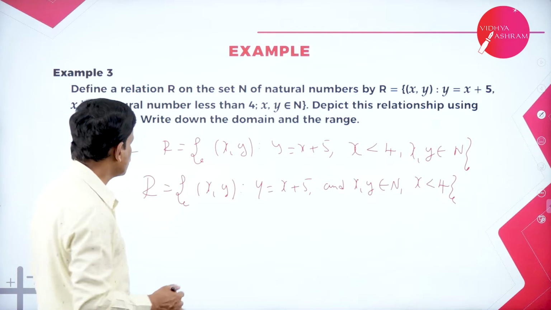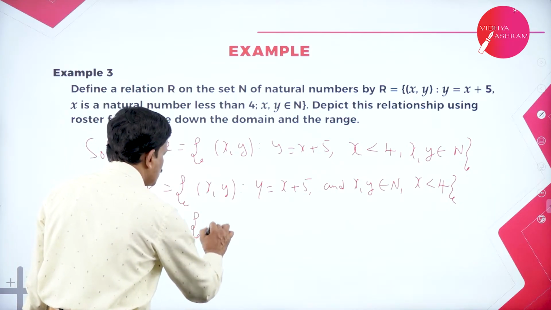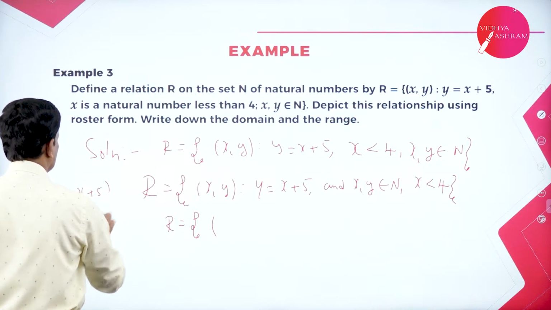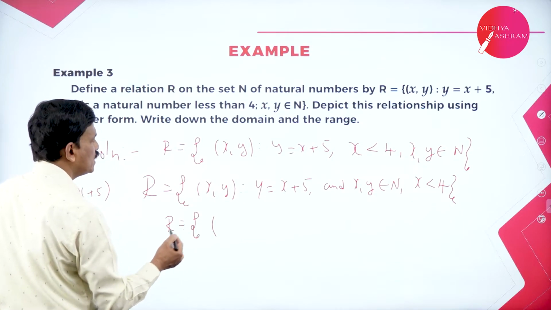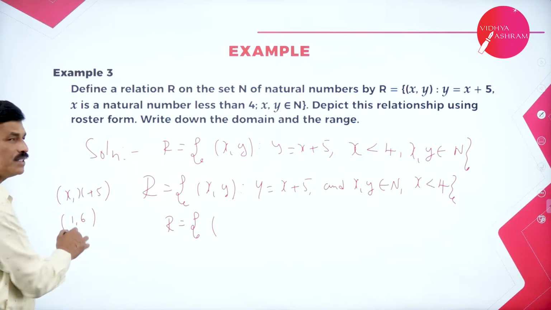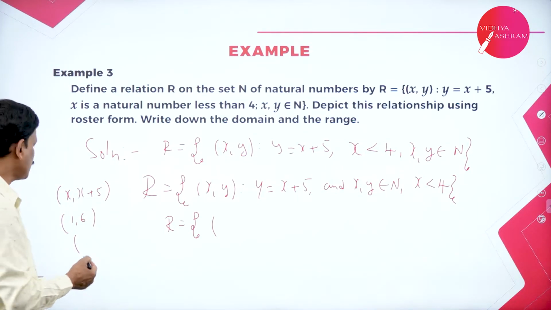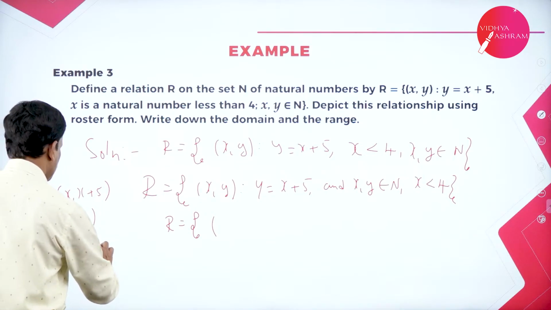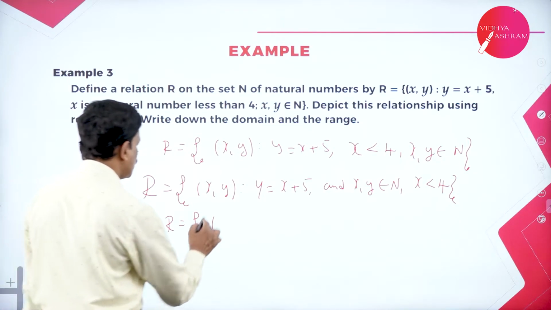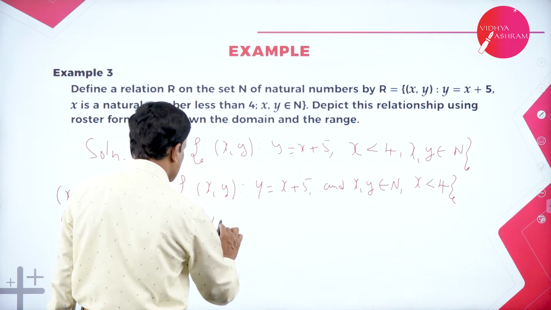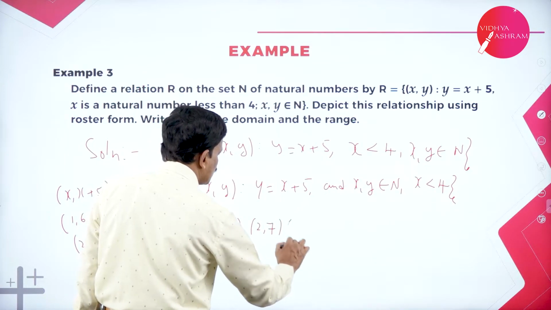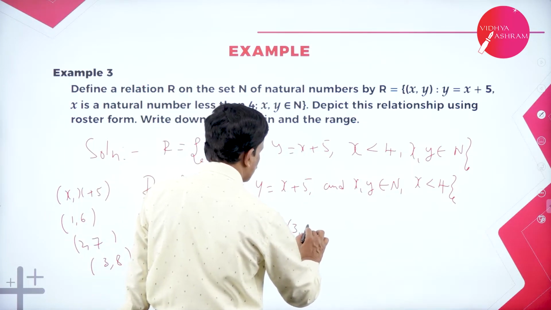Now, what are the elements then? Therefore, R contains, with the first element x, the second element x plus 5. When x is equal to 1, y is 1 plus 5, which is 6. When x is equal to 2, 2 plus 5 is 7. When x is equal to 3, 3 plus 5 is 8. So, therefore, the elements are (x, y): when x is equal to 1, 1 plus 5 is 6; when x is equal to 2, 2 plus 5 is 7; when x is equal to 3, 3 plus 5 is 8.